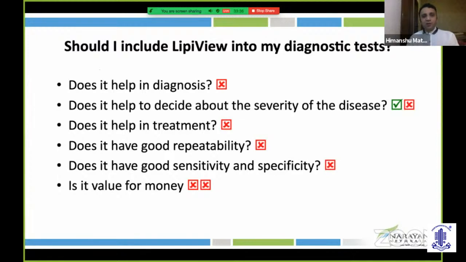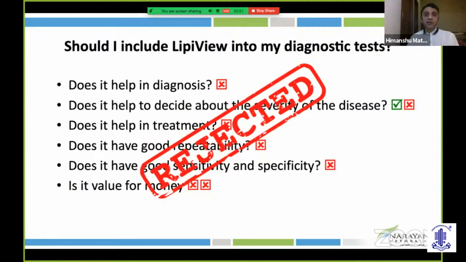So if we again go through the same list: does it help us in diagnosis? No. Does it help to decide about severity? No. Does it help in treatment? Of course not. Good repeatability? No. Value for money? No. So I don't think I would be very keen on investing in this.